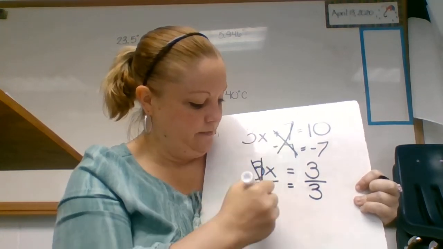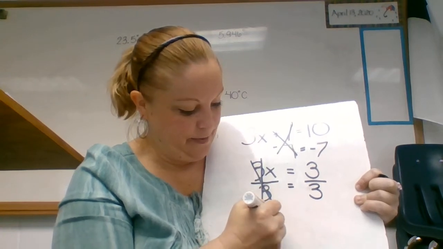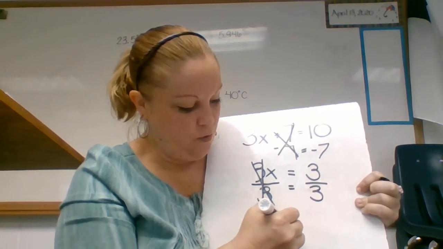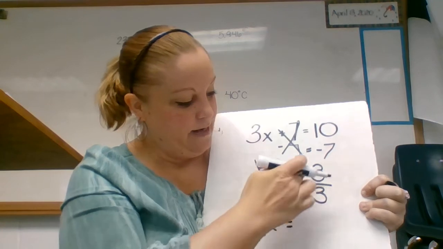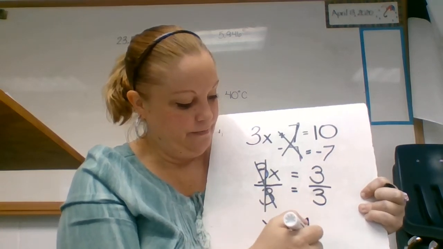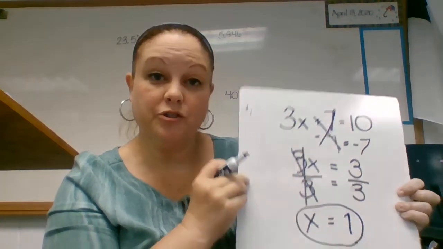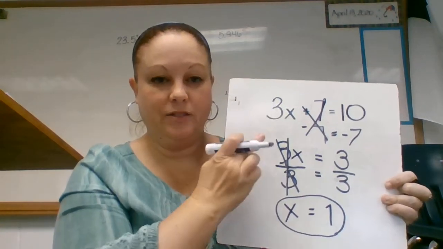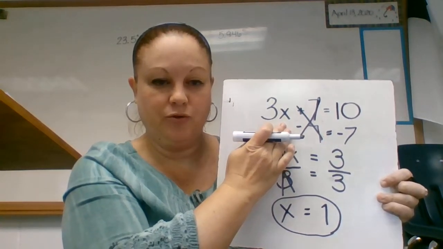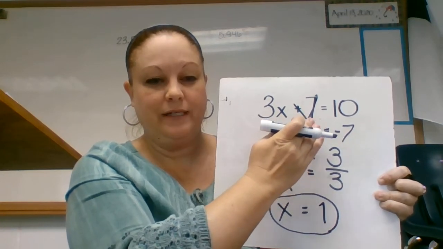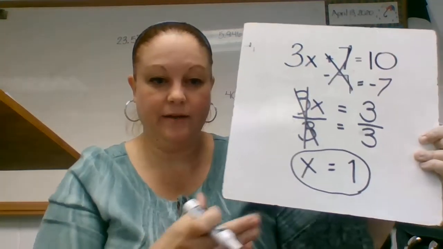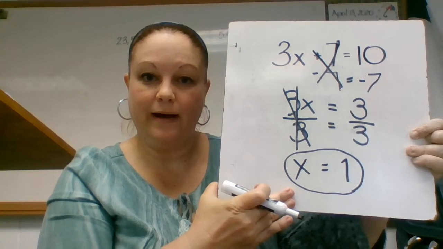Now this is gone. X is happy. It's all alone now. It's a much quieter house. All right, 3 divided by 3 is 1. And of course, we can check it by putting it back into the equation. 3 times 1 is 3. 3 plus 7 is 10. 10 does equal 10. So we know that 1 is the correct value.